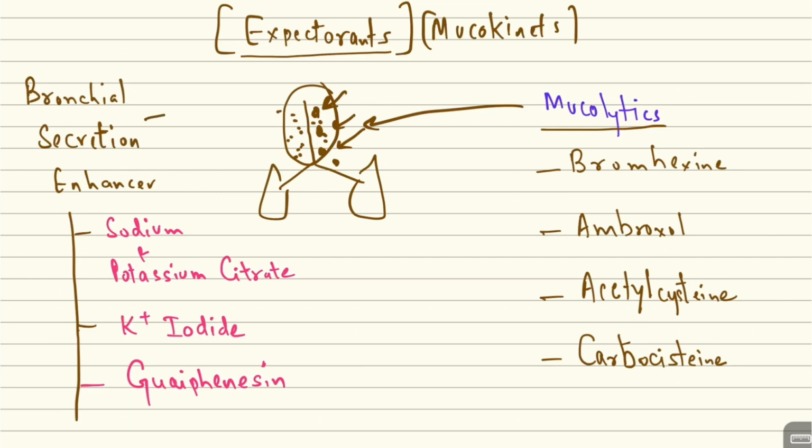The drugs which increase the bronchial secretion, because there are glands present in the respiratory tract, enhance the secretion from these glands. They are called bronchial secretion enhancers. In this group we have sodium and potassium citrate, potassium iodide, and guaifenesin. The mucolytics, which break down the mucus, include bromhexine, ambroxol, acetylcysteine, and carbocysteine. Because mucolytics break down the secretions and bronchial secretion enhancers increase the fluid content in the respiratory tract, this helps in easy removal of the secretion from the respiratory tract. In this way, mucokinetics, the expectorants, act.